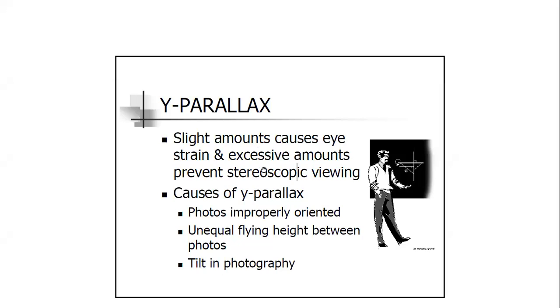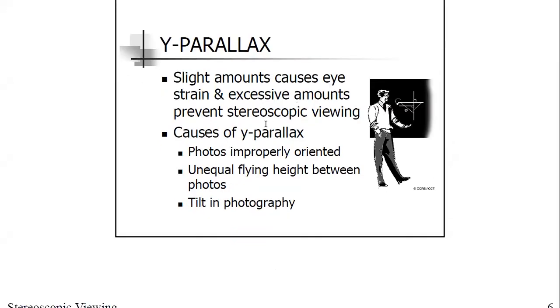Slight amounts of Y parallax cause eye strain because your model is not forming, because it's not aligned. Excessive amounts prevent stereoscopic viewing. In fact, you won't even see the model at all. So it's important that we align the two photographs such that their centers lie on a straight line. The causes of Y parallax are that the photos are improperly oriented, as I said. Also, you probably have unequal flying height between the photos, or you have a tilt in the photography.